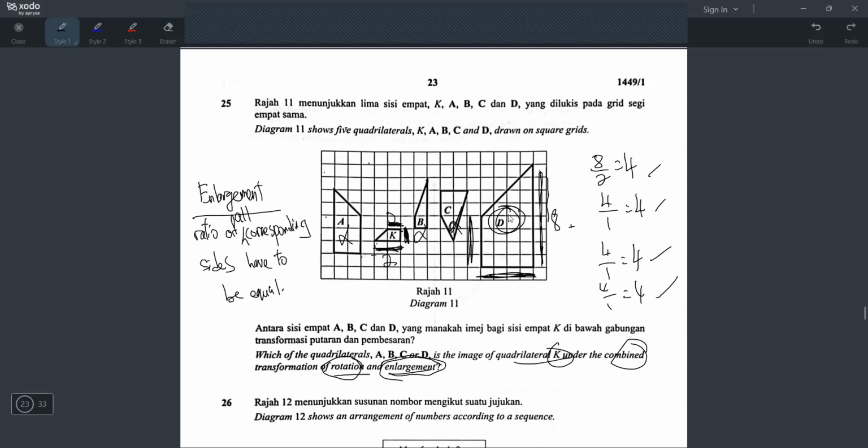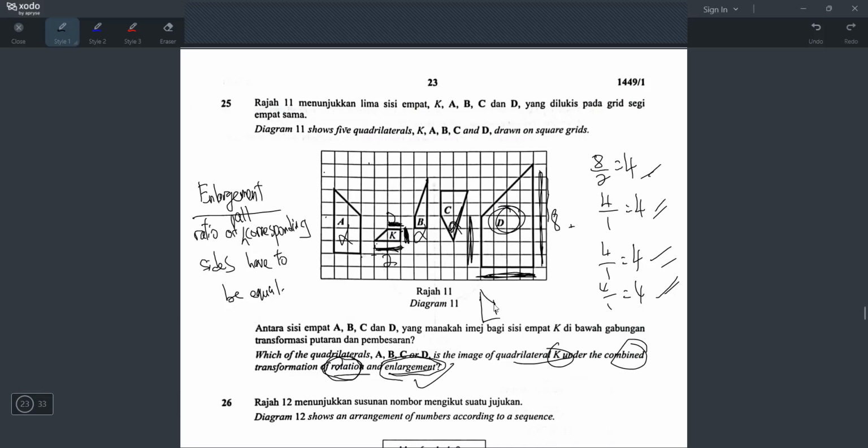But guess what? There's a problem, because they ask you transformation enlargement, right? So I'm checking for enlargement just now. Enlargement means ratio of all corresponding sides have to be equal, and only D will give you same ratio for all corresponding sides, but it cannot be rotation, because if you look carefully here, it doesn't matter how you turn your paper, or you turn your laptop screen or your phone screen, you will not end up with this shape down, because when you turn this one, it will end up like this, right?